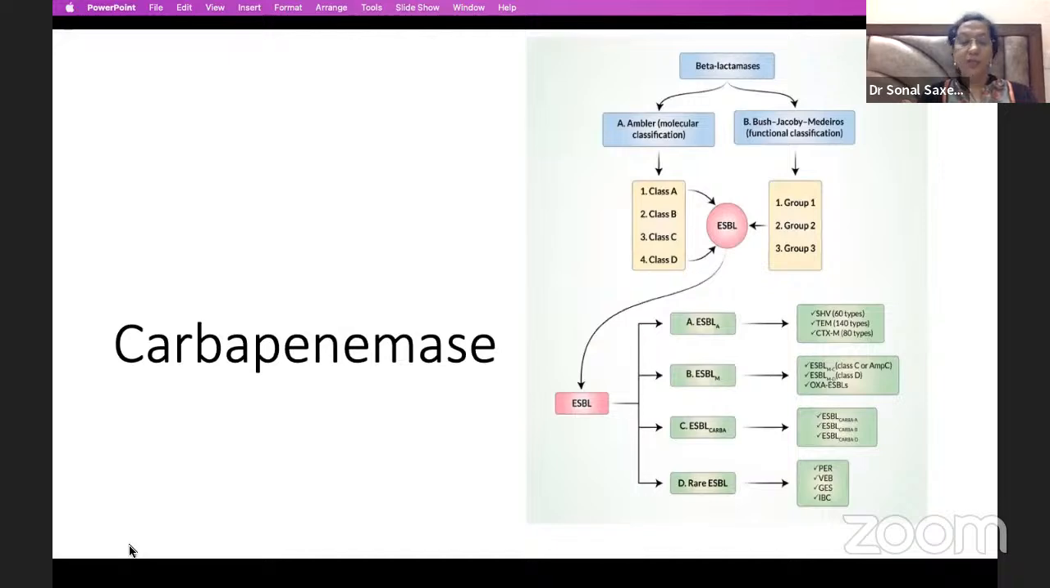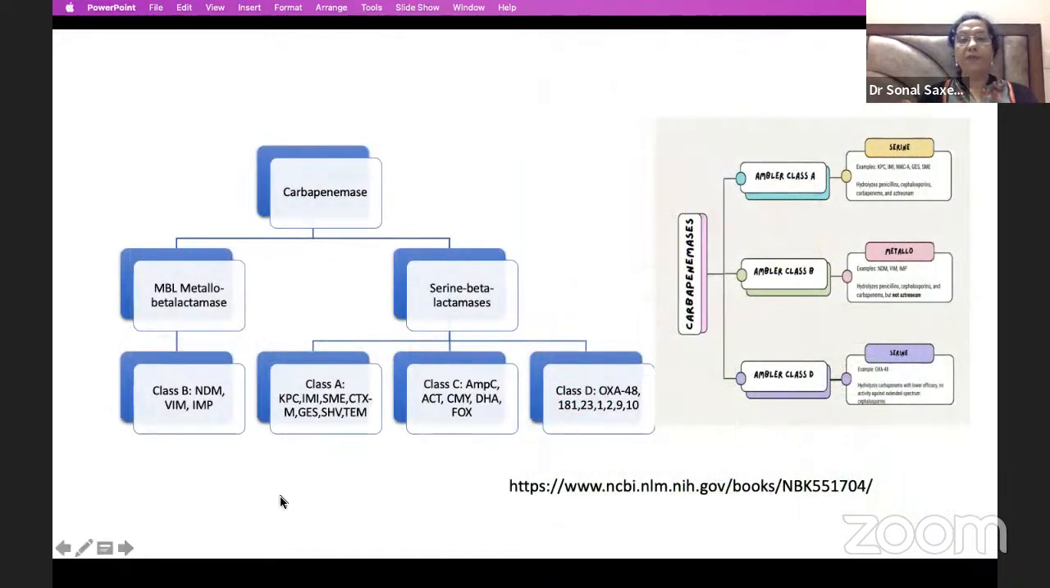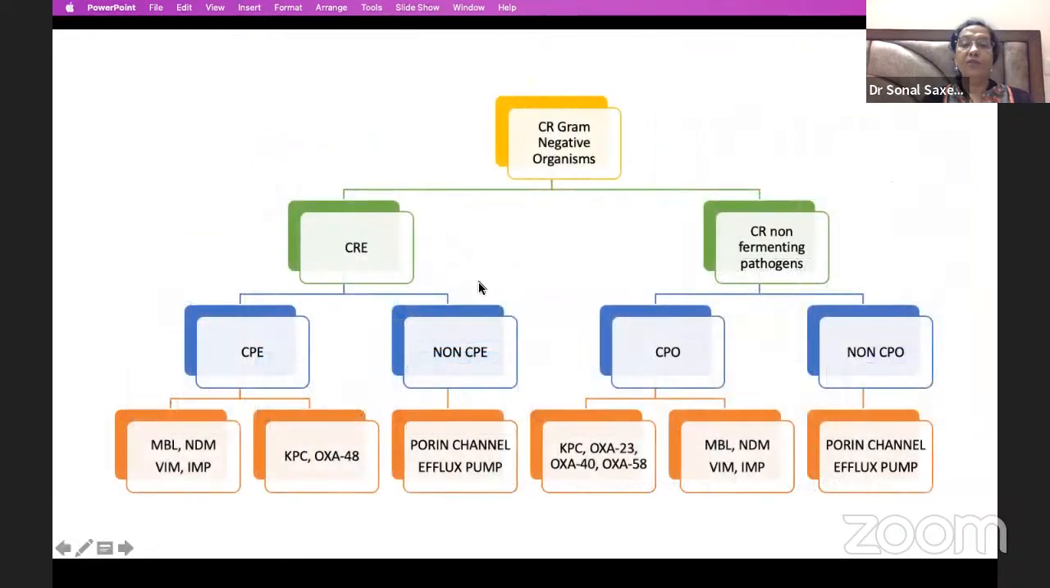So let's come to what are carbapenemases. When we talk about carbapenemases, there are metallo-beta-lactamases and there are serine beta-lactamases. Remember, MBL or metallo is class B, whereas A, C, D are all serine beta-lactamases, and accordingly they will show their resistance.